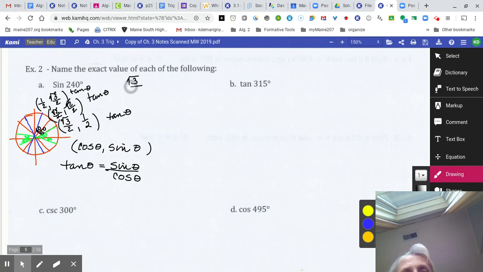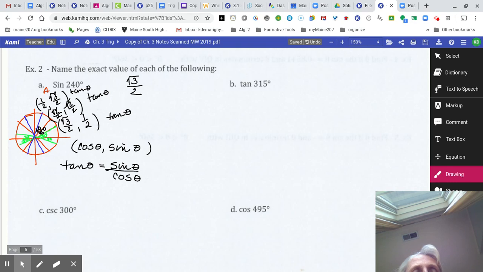Now, just make sure you know what quadrant you're in. I should probably switch to red. Know which quadrant you're in. Remember that they're all positive in the first. The sine is positive in the second. Tangent is positive in the third. And cosine and secant are positive in the fourth.